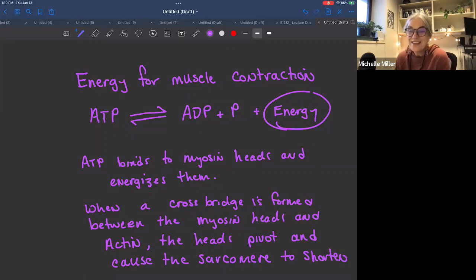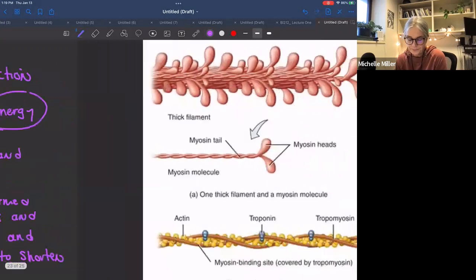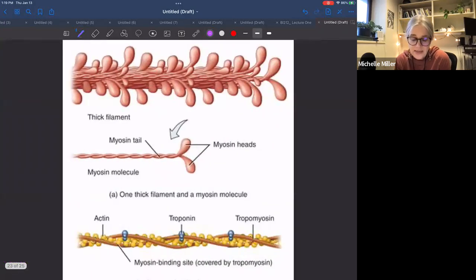Okay, so let's look at a diagram of this process of ATP binding to the myosin heads. These are the myosin heads right here. So this whole thing is the thick filament. This is the thin filament, and you'll notice that it has the myosin head binding sites covered by the tropomyosin.